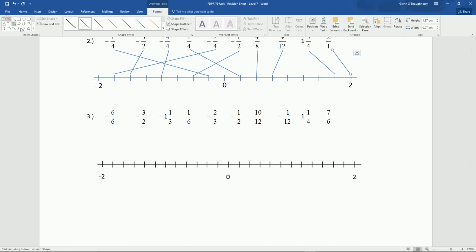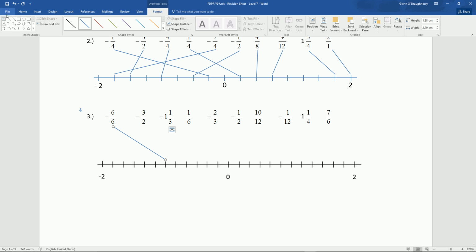Okay, next, final one. Now this one's tricky. Our boundaries are negative 2 and 2. But look at this. 1, 2, 3, 4, 5, 6, 7, 8, 9, 10, 11, 12. So it's broken into 12 parts, which means each of them is a sixth, because negative 1/6, negative 2/6, 3/6, 4, 5, negative 6/6 is there, which is negative 1. Okay, so we've got to be careful. That one goes there.